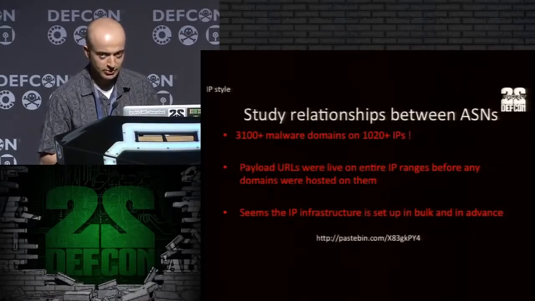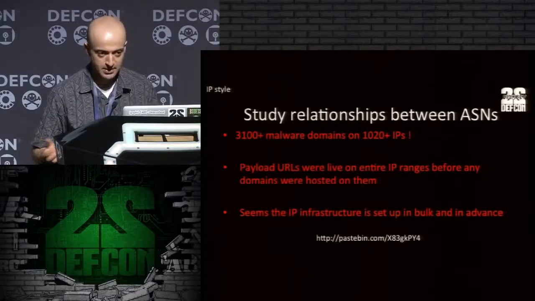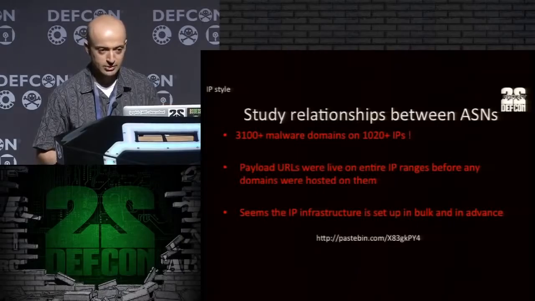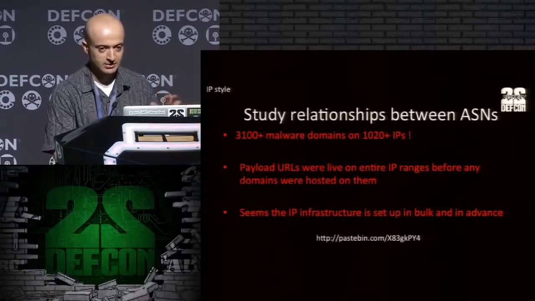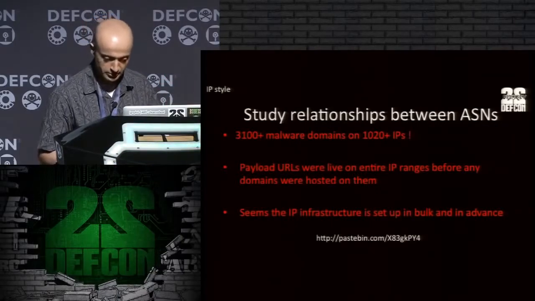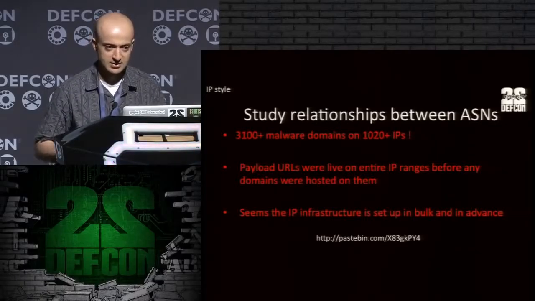Now the thing is, we looked at the entire pool of IPs and we saw a lot of domains hosted on them. And we also saw that the payload URLs were live on the IPs before any domain starts resolving to them. So the point here is that this is an operation established in bulk in advance to deliver this Trojan payload. And we saw this across different kinds of IP spaces.